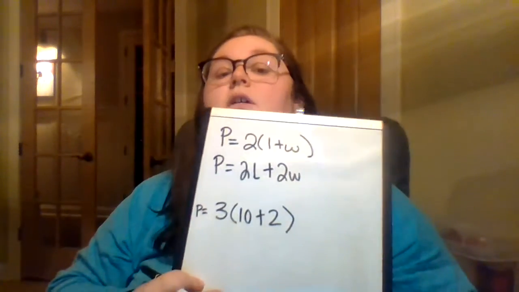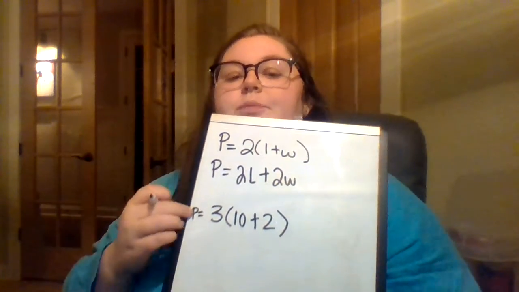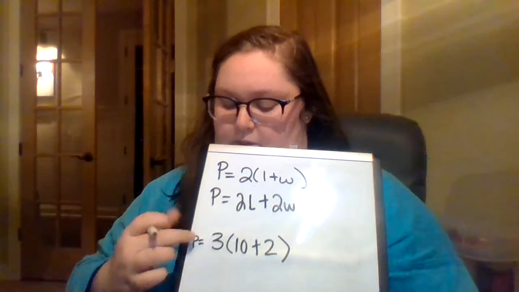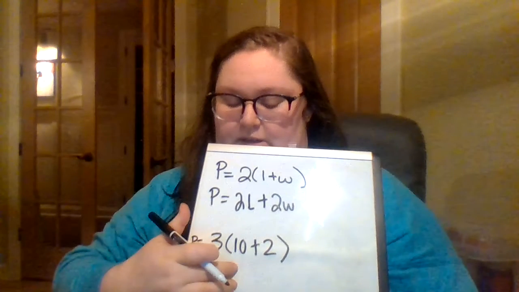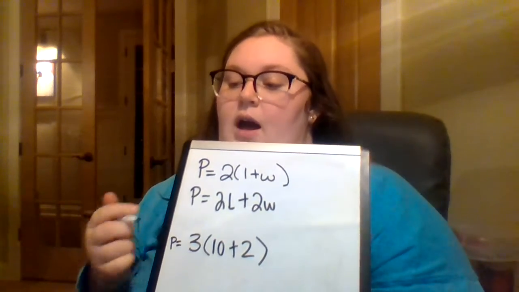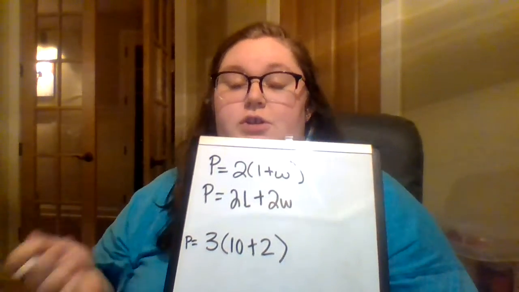So let's say I need to find out what my perimeter is of my rectangle. Okay, and we're using 3 parentheses 10 plus 2 parentheses. So I'm going to break down how you're going to use this to solve your problem.